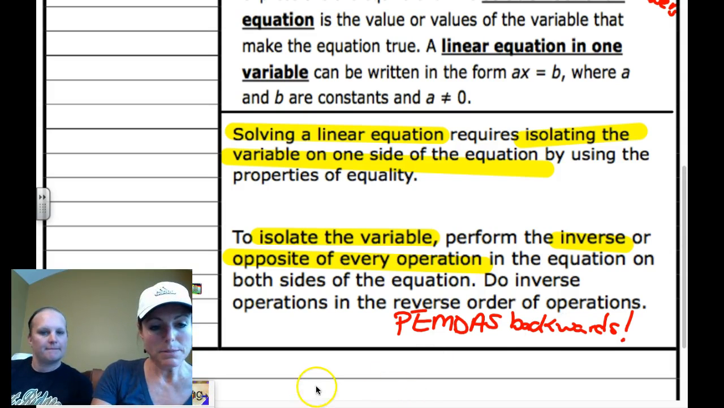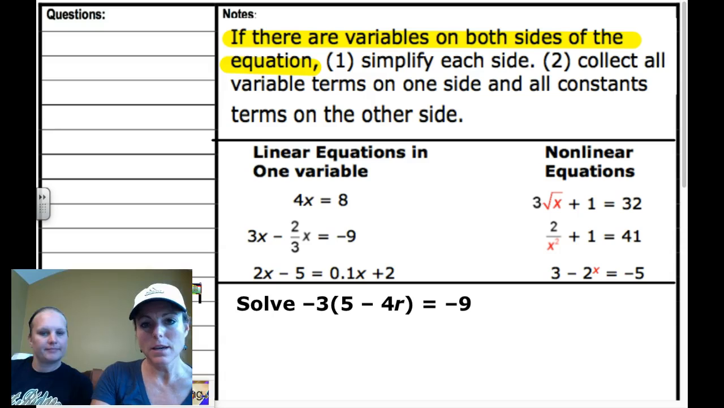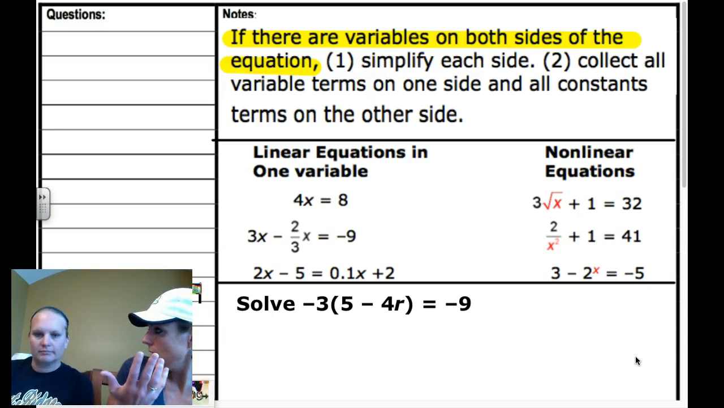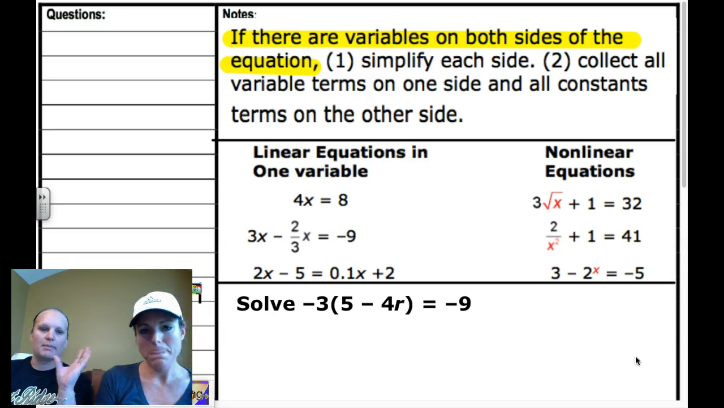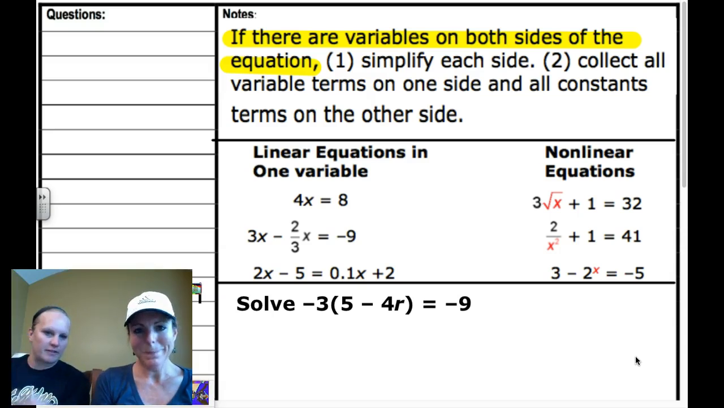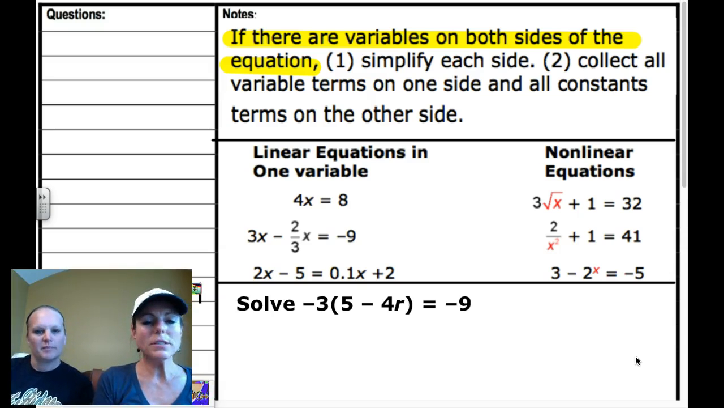Next page, we will see if there are variables on both sides of the equation, so 2x plus 3x. Well, 2x plus 3x is 5x. So you're going to simplify that, then put the x on its one side by itself. So you want to combine all your like terms first and then move things. Okay, so here are some examples.